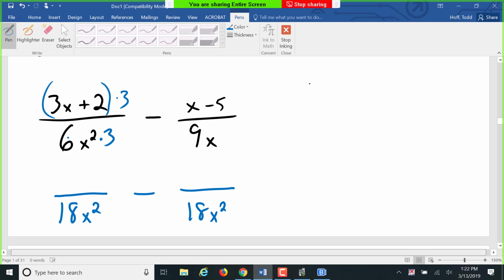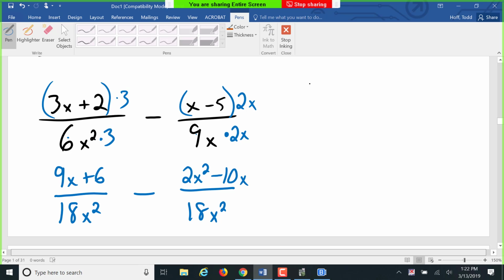What's that give me for the numerator? 9x plus 6. Good. What do we have to do to the 9x to turn it into 18x squared? Multiply by 2x. So we multiply by 2x up here. What's that give us? Perfect. 2x squared minus 10x.